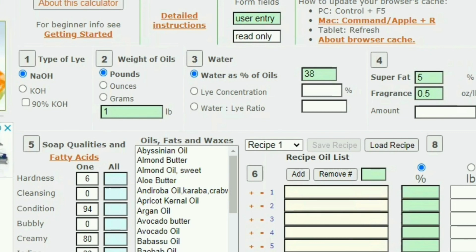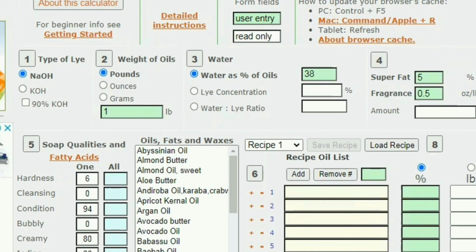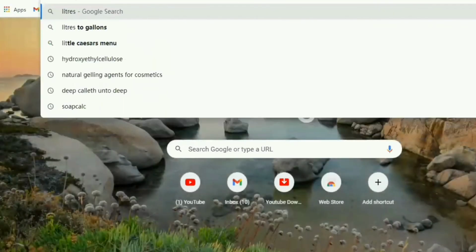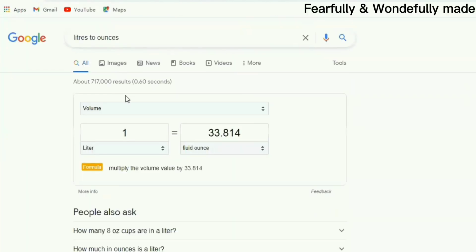As you can see under number 2 where it says weight of oils, we only have pounds, ounces, and grams. These are the only units that we use in soap making. So what we need to do is convert the liters that were suggested into ounces or pounds or grams. I personally work with grams, so that's what we're going to do. So you just need to do a quick Google search, liters to ounces or liters to grams.